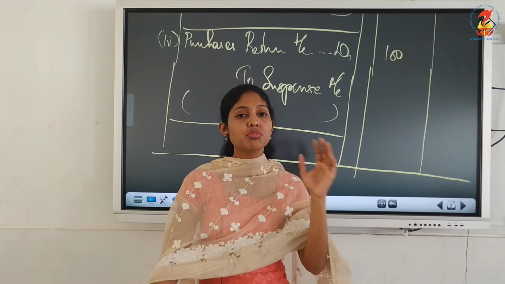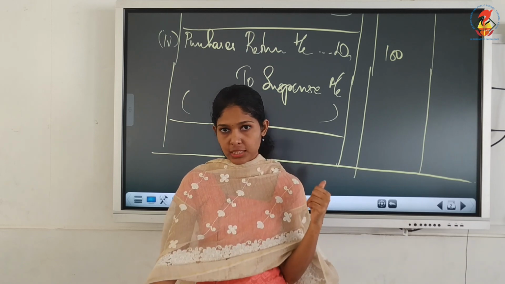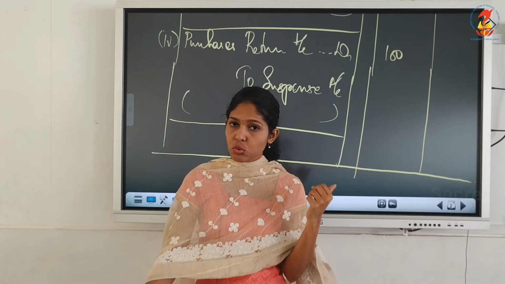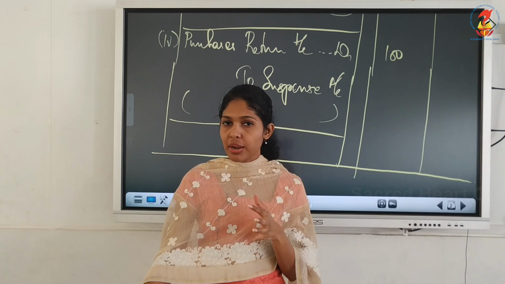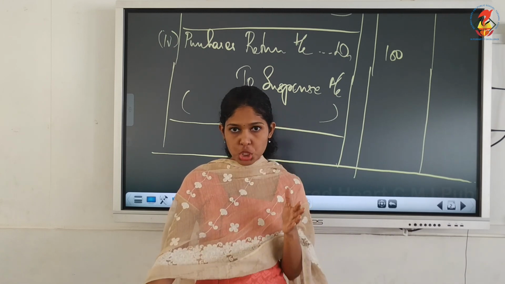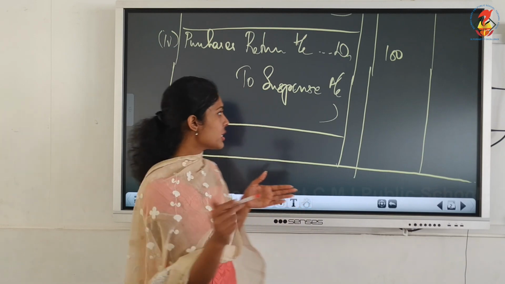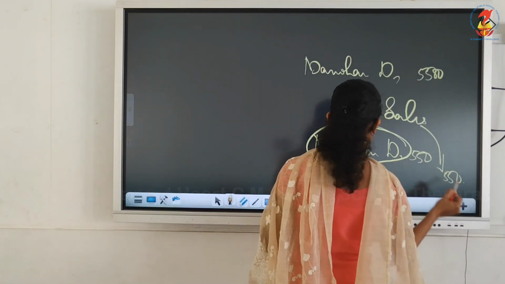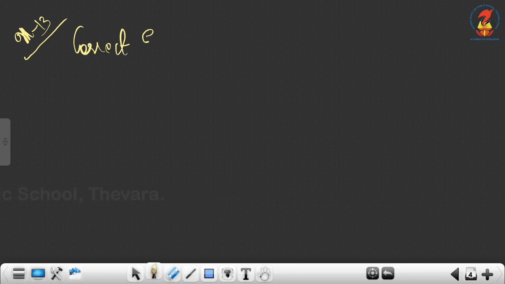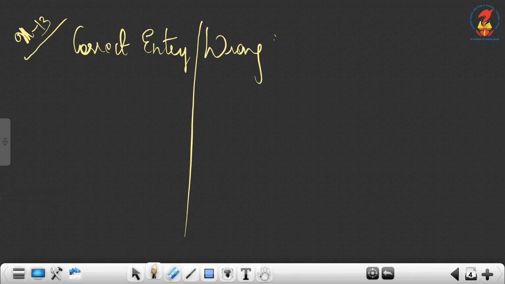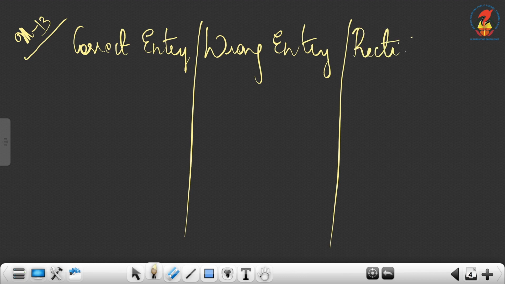That means you should have 3 columns as usual, not like the previous question. Okay, there we had only one-sided errors, so we just drew one amount column like the usual format of journal. But here we need to have 3 columns. So that is illustration number 13. So we will have a correct entry column, wrong entry, and rectification.